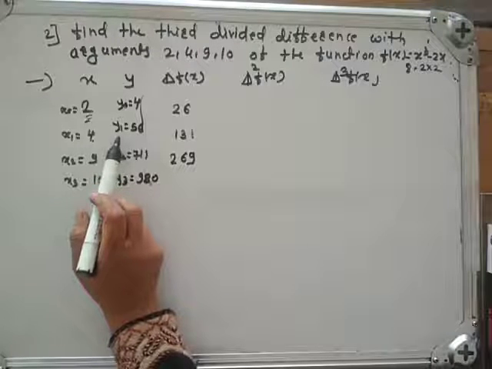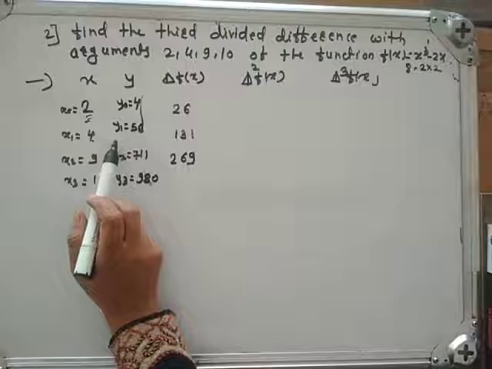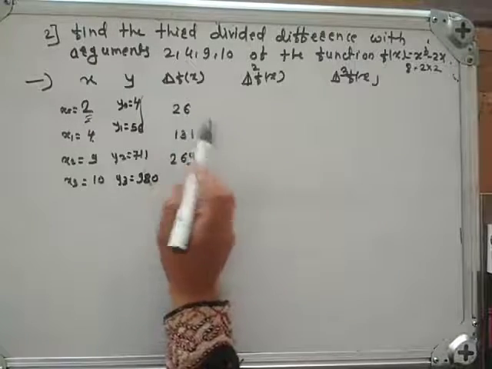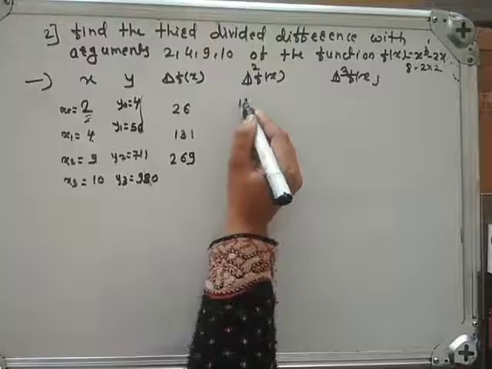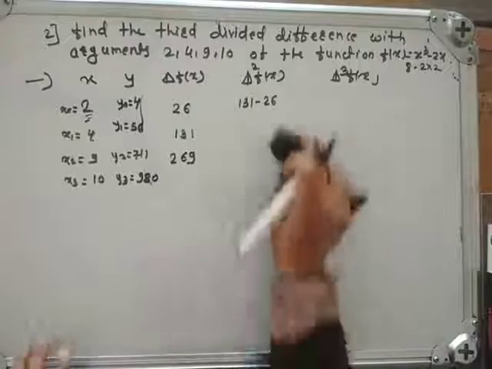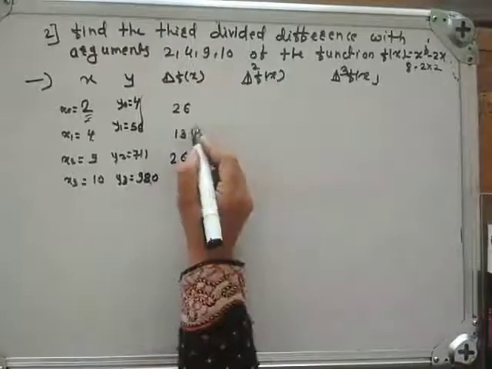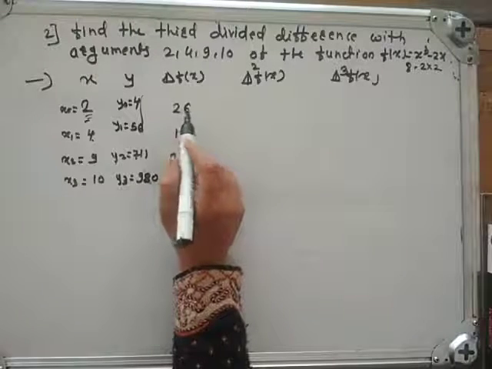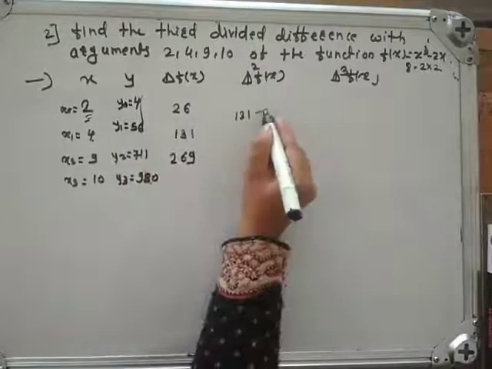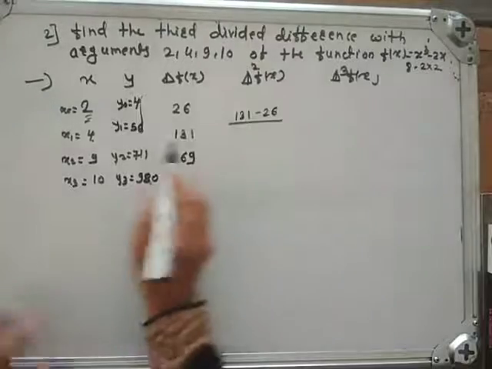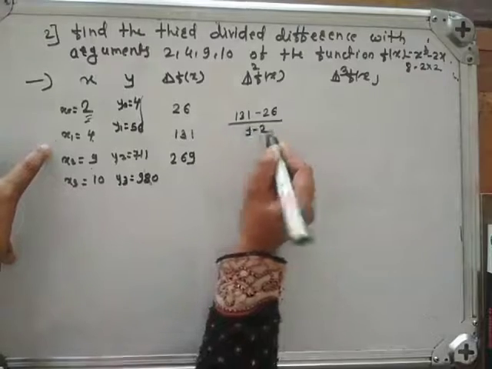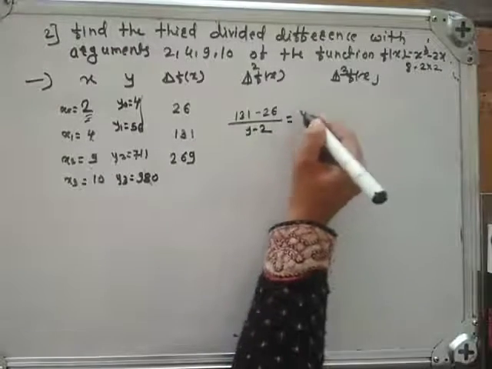Y0 and y1. Here you have to calculate the second divided difference. So here is 131 minus 26. Here your formula becomes 131, means take the difference of these two, minus 26, upon, here remove this, 4 upon 9 minus 2, which is equal to 50. Okay.